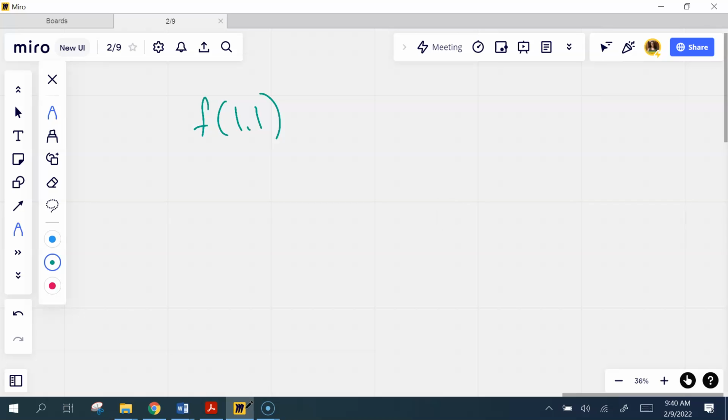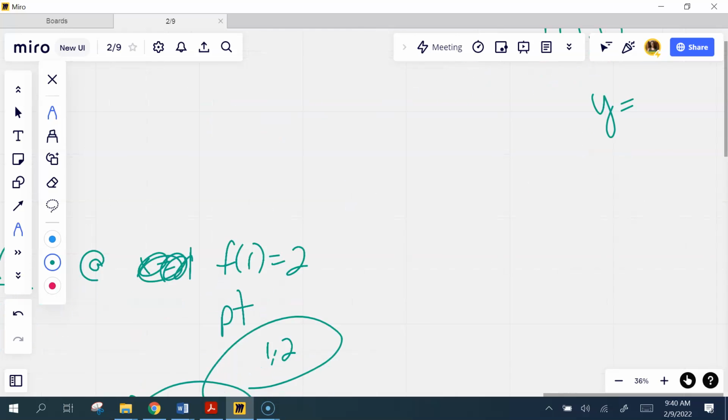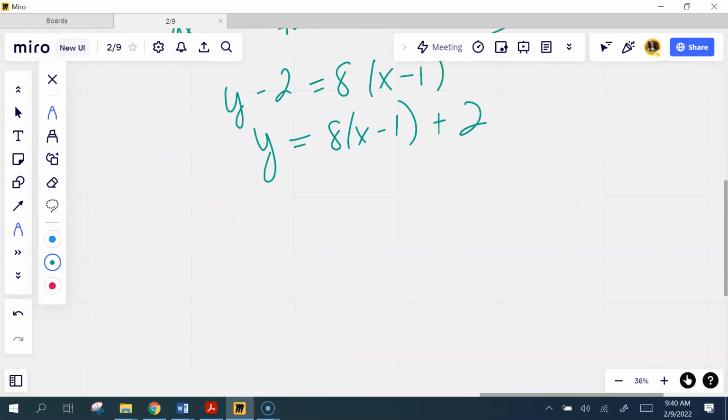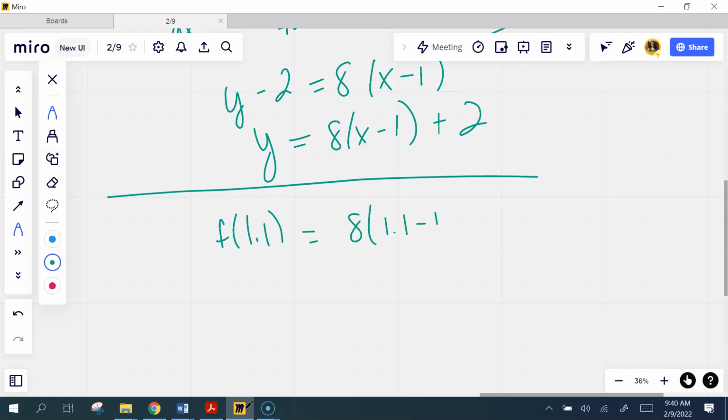Well, the approximation is super duper easy because I'm using that, what was it? Let me go back to this one. Right, so if I take this, and this was a calculator problem, right? f of 1.1 is 8 times 1.1 minus... you don't even have to show this. You could have just said f of 1.1 equals blah.